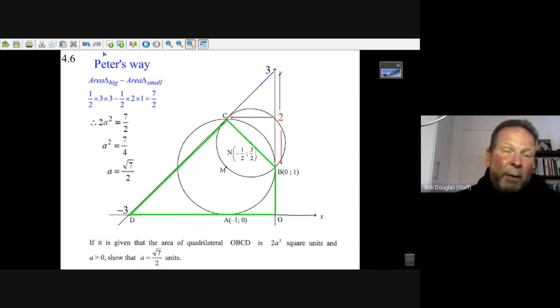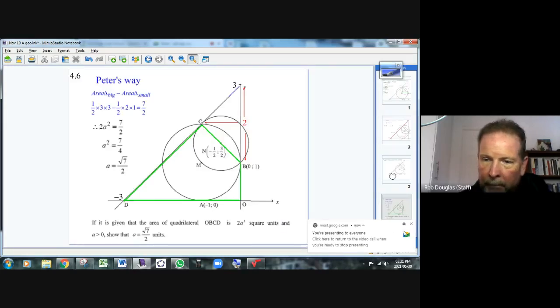So there are other ways of doing this, but this is by far the easiest way. The big triangle minus this small triangle gives you the quadrilateral they were looking for. So I hope this kind of helps. I hope it makes some sort of sense. Okay.